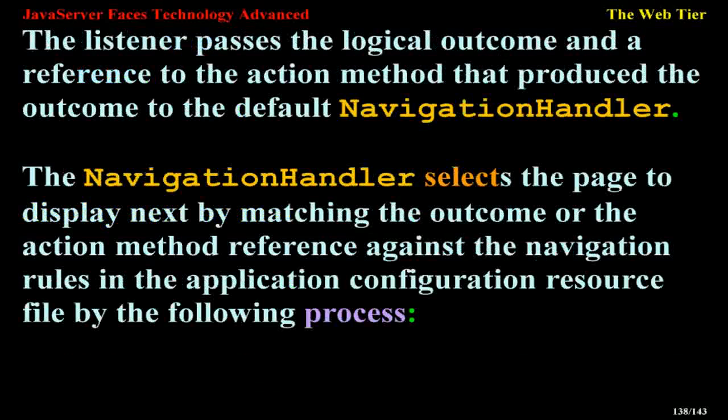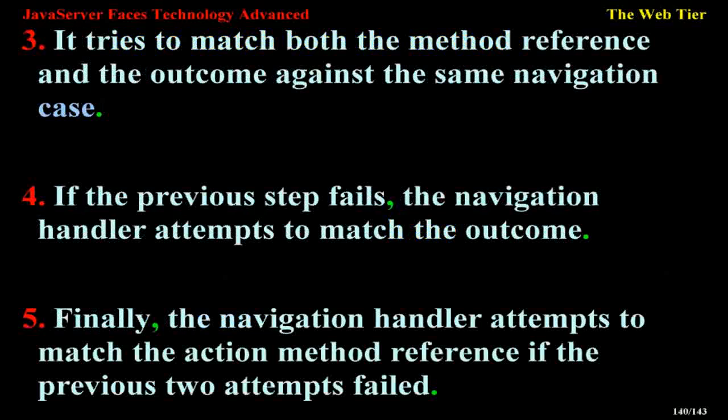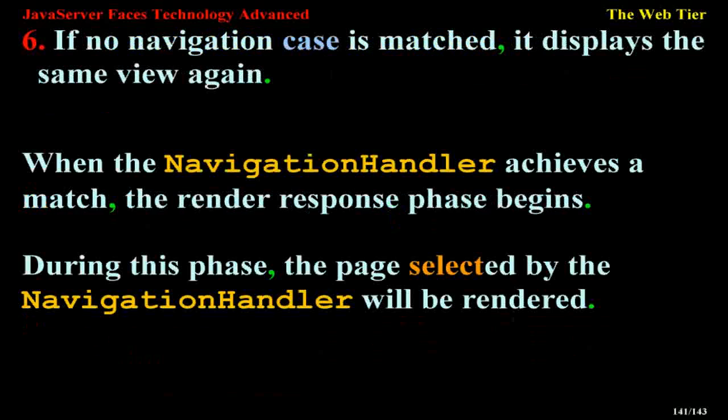against the navigation rules in the application configuration resource file by the following process. The navigation handler selects the navigation rule that matches the page currently displayed. It matches the outcome or the action method reference that it received from the default ActionListener with those defined by the navigation cases. It tries to match both the method reference and the outcome against the same navigation case. If the previous step fails, the navigation handler attempts to match the outcome. Finally, the navigation handler attempts to match the action method reference if the previous two attempts failed. If no navigation case is matched, it displays the same view again.